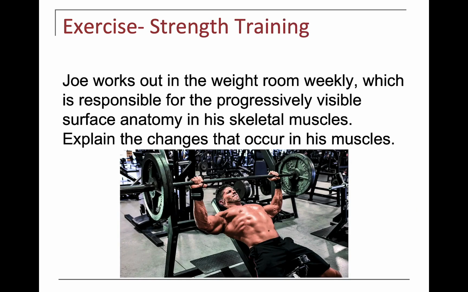Joe works out in the weight room weekly, which is responsible for the progressively visible surface anatomy in his skeletal muscles. Explain the changes that occur. Here he is using primarily fast glycolytic with a lot of this weightlifting, and he is having what is called hypertrophy of the muscle fibers. You do not add more muscle cells or muscle fibers because those are set, but you can add more contractile proteins, thus hypertrophying or making larger the individual muscle fibers in those fast glycolytic.